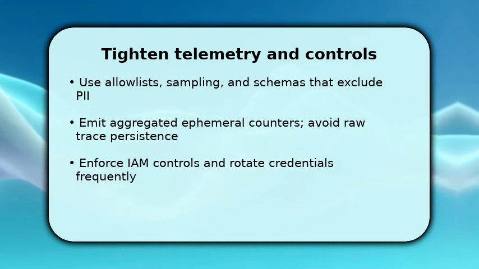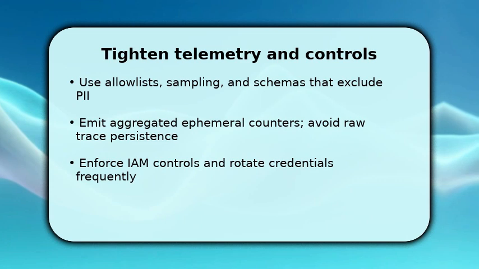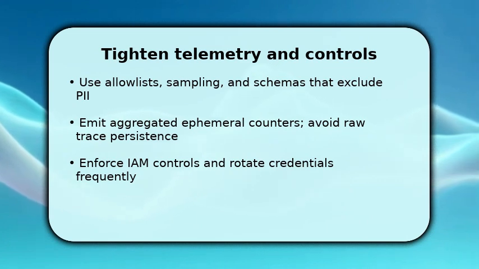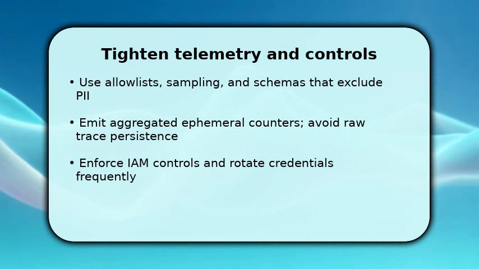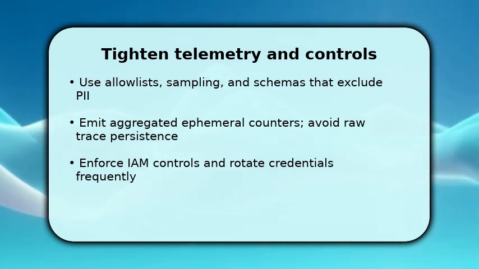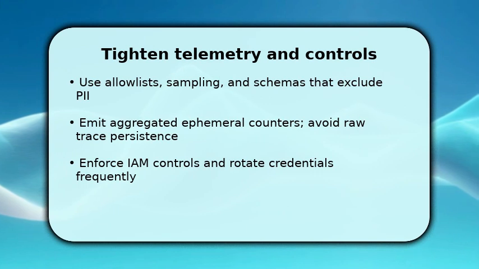This reduces accidental logging. Then, replace persistent metrics with ephemeral aggregated counters emitted to short-lived stores. Process results asynchronously and discard raw traces. Once done, enforce strict IAM for model training jobs and rotate credentials frequently.